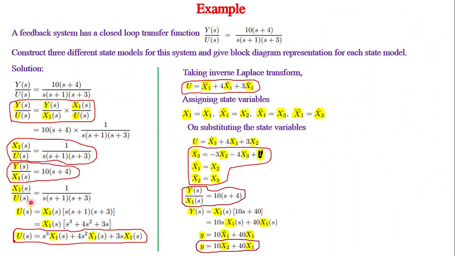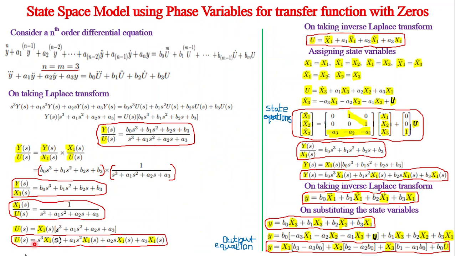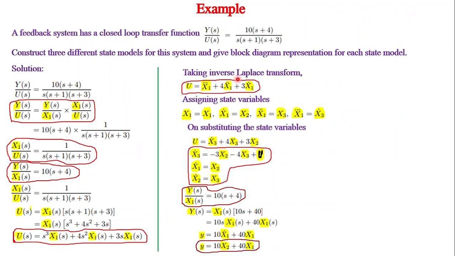Right. So x1 by u we have to expand. So write u of s. Here we have to write in time domain. Therefore u is equal to x1 triple dot plus 4x1 double dot plus 3x1 dot. Same like this. Nothing different. Right.